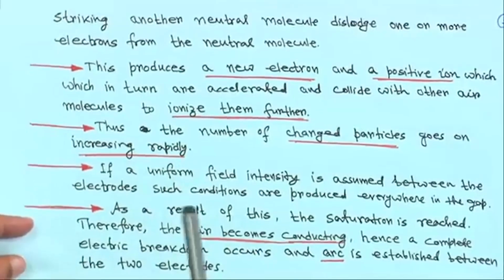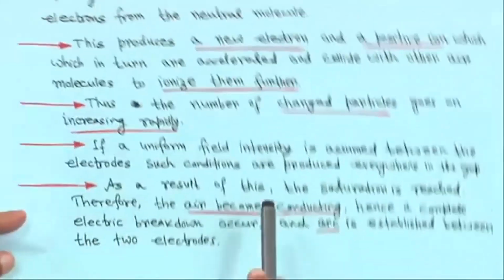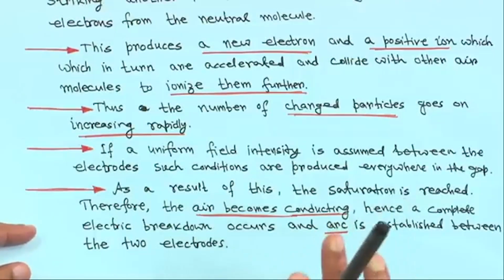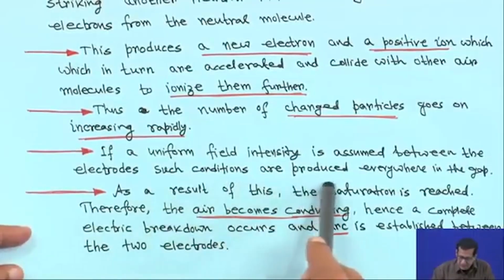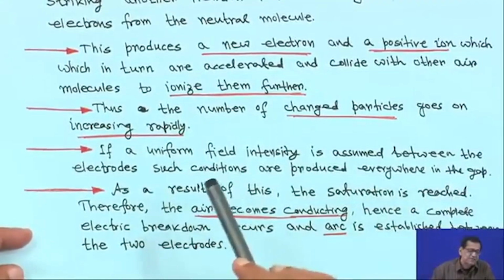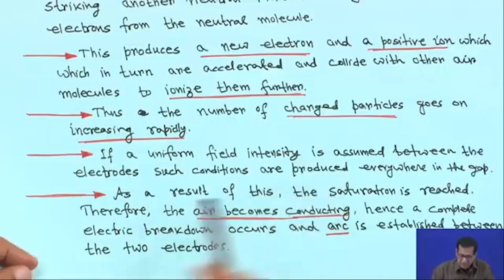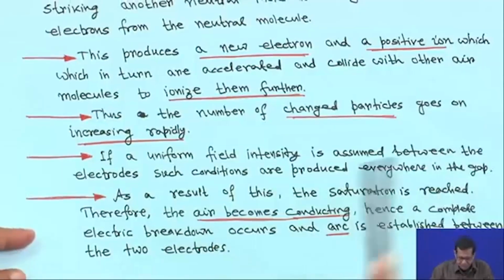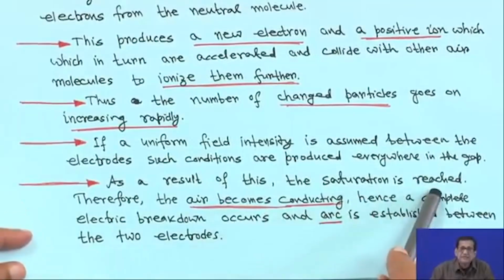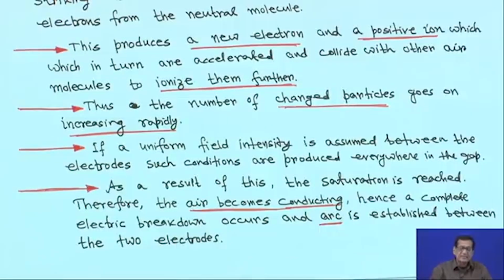This happens only if the potential gradient around the conductor reaches 30 kV per centimeter or above. If you assume a uniform field intensity between the electrodes, like the two plates I just showed, then such conditions are produced everywhere in the gap. As a result, saturation will be reached and the air becomes conducting. Hence a complete electric breakdown will occur, and an arc is established between the two electrodes.